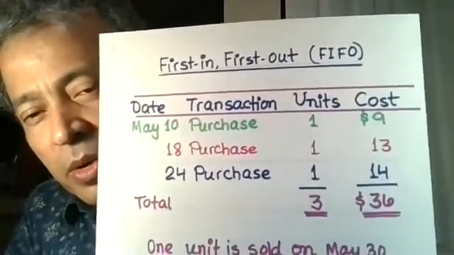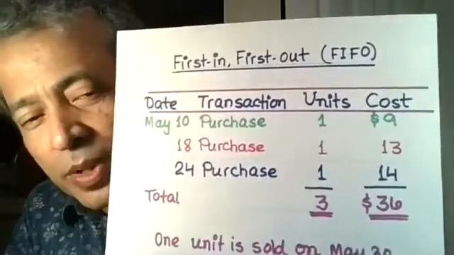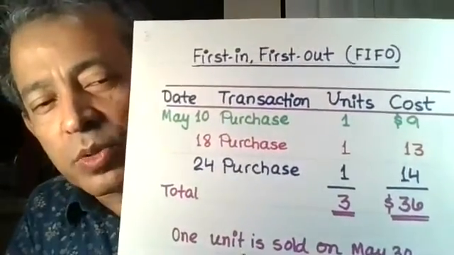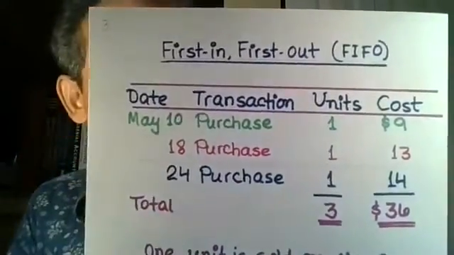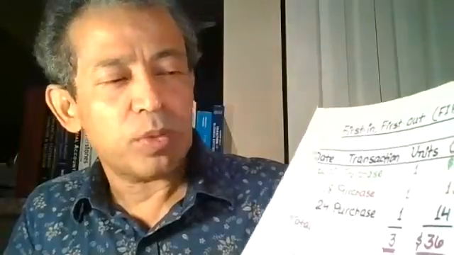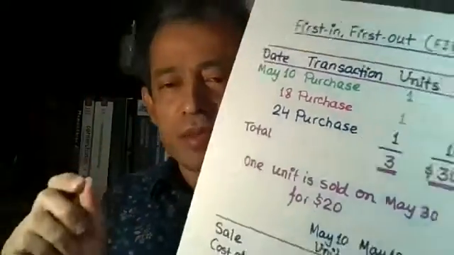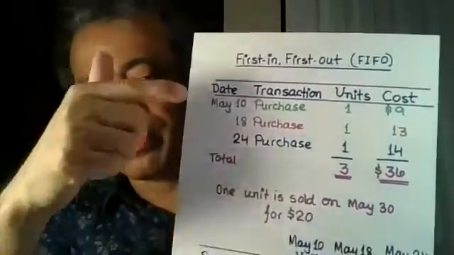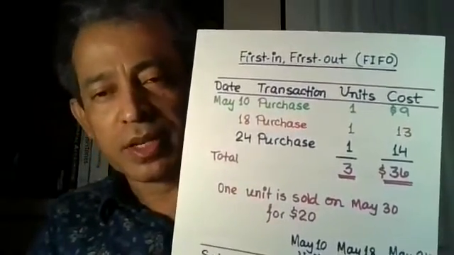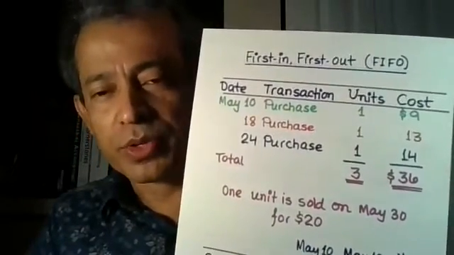For $9. On May the 18th, we purchased another, and this one is for $13. And then on May the 24th, we purchased a third one for $14. So same stuff, same commodities, same goods, but different prices. $9, $9, $13, and $14 respectively.